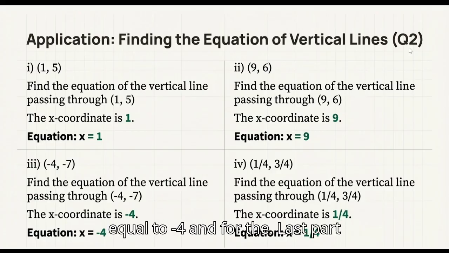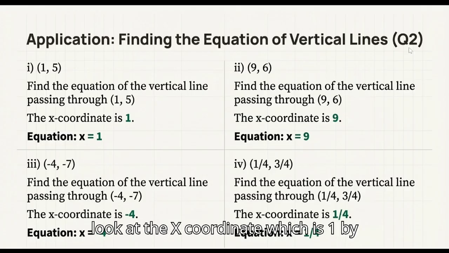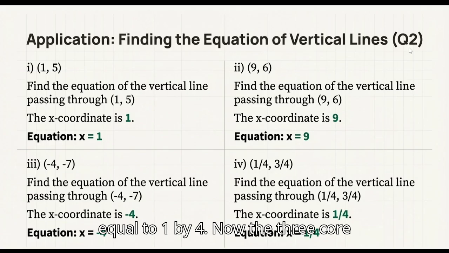And for the last part, we have (1/4, 3/4). In order to find the vertical line, we will look at the x coordinate, which is 1/4. That means our equation is x equal to 1/4.